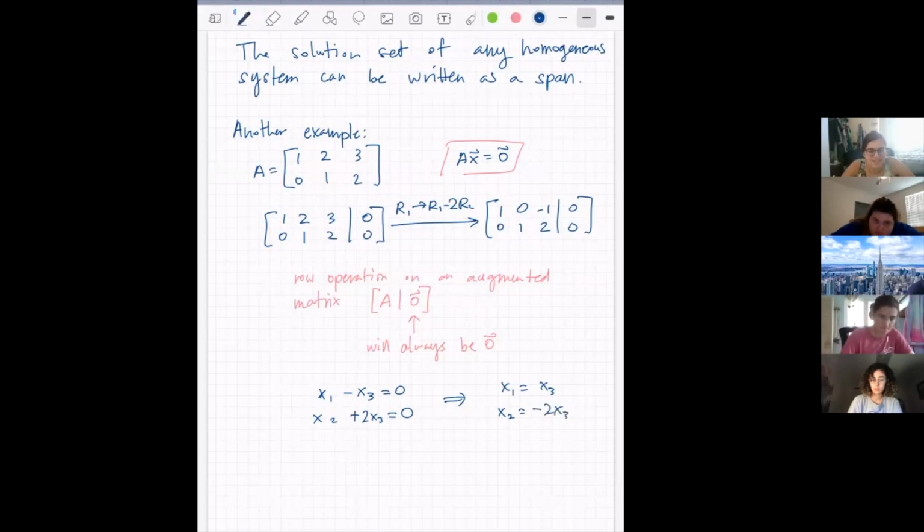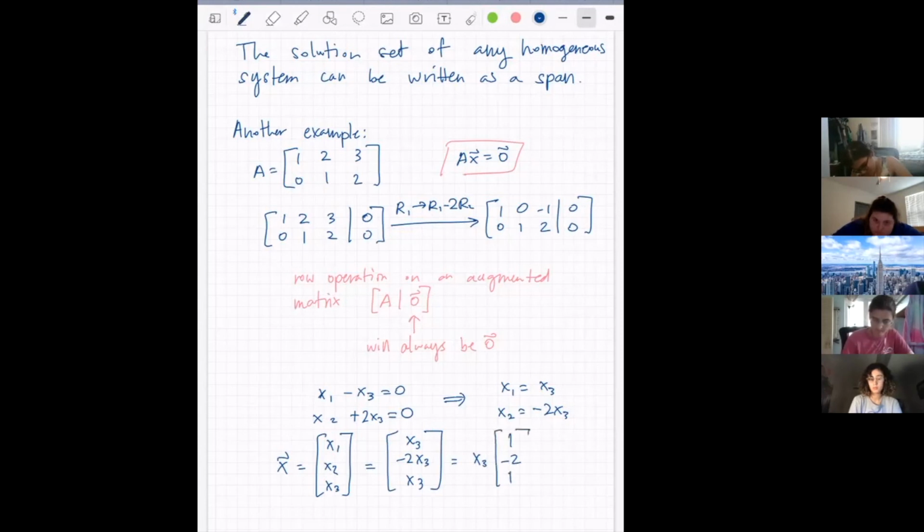Cool. Thank you. Okay, so we have these two equations, and we just follow the same process as before. So writing down our solution vector, we just replace x1 and x2 using these equations that we have. So we get x3 and 2x3 and leave the last one alone, right? And here we only get one free variable, so we have one vector, and it looks like this, 1, 2, 1.